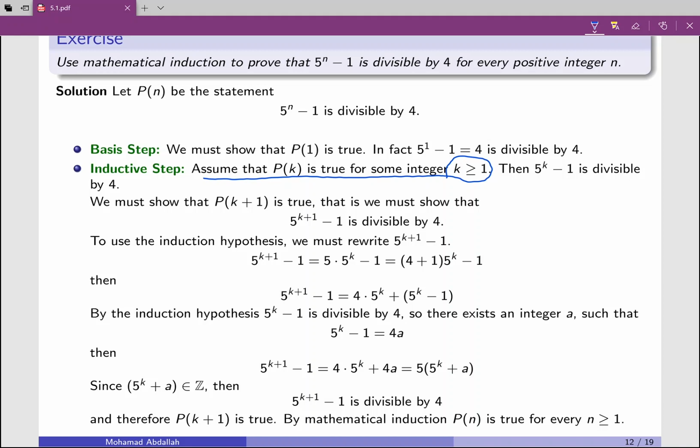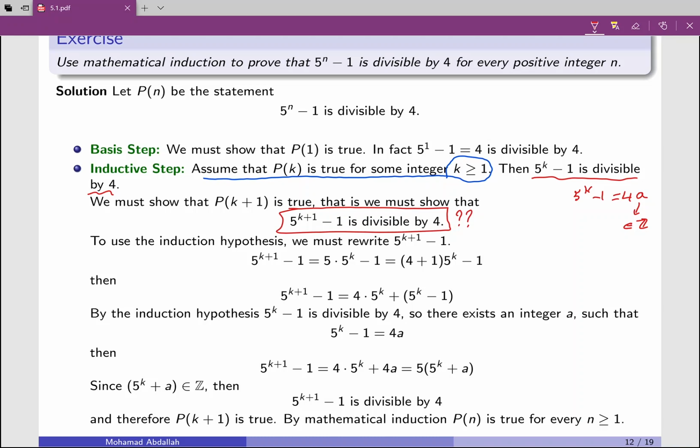What does it mean to say 5 to the power k minus 1 is divisible by 4? Just a note on the side: this red statement means that 5 to the power k minus 1 is equal to 4 times a, where a is an integer. Now we must show that P of k plus 1 is true. That means we must show this. So this is your goal. That's what you need to reach.